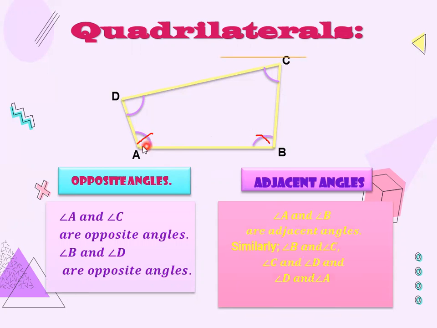So what are adjacent angles? Angle A and angle B. The second pair of adjacent angles is angle B and angle C. The third pair is angle C and angle D, and the fourth pair is angle D and angle A. Understand? So these are the different terminologies that we are going to use in our upcoming lecture. You should know what are opposite sides, opposite angles, adjacent sides, and adjacent angles in a quadrilateral.